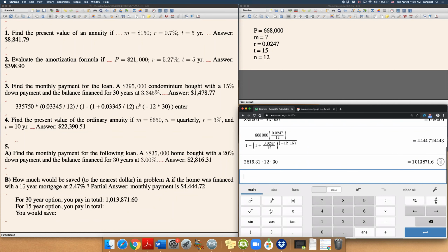Okay, so this is how much you end up paying, 1,013,871 if you go with the 30-year option. What happens if you go with the 15-year option? So you go 4444.72 times 12 times a year for 15 years this time. That means you end up paying $800,049.60.